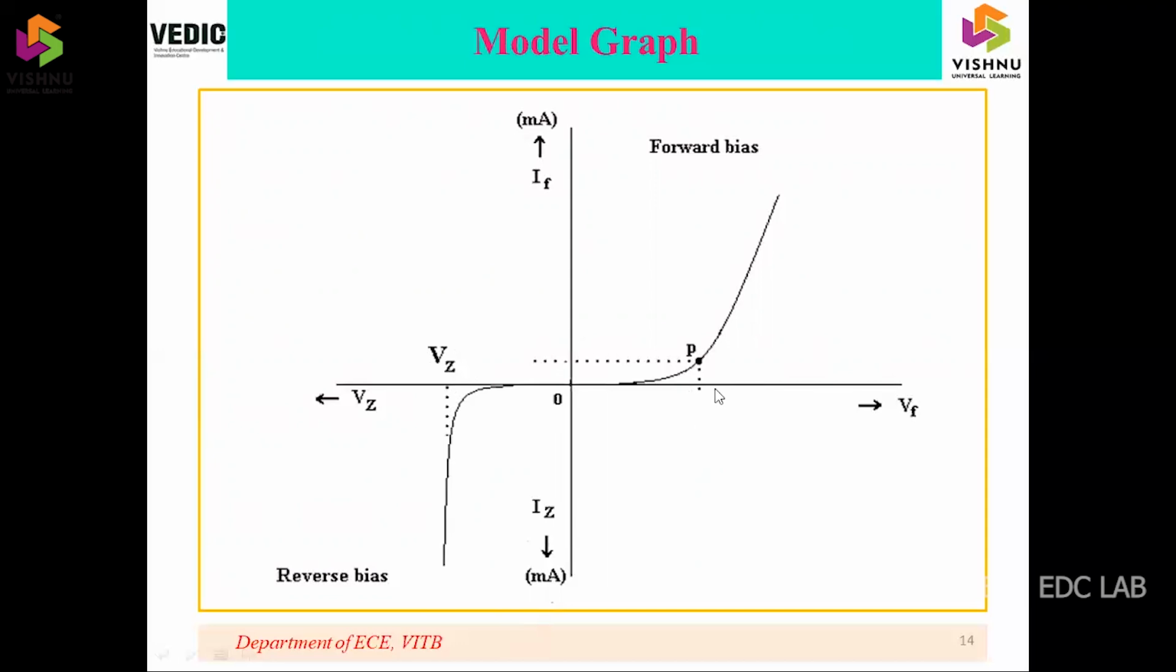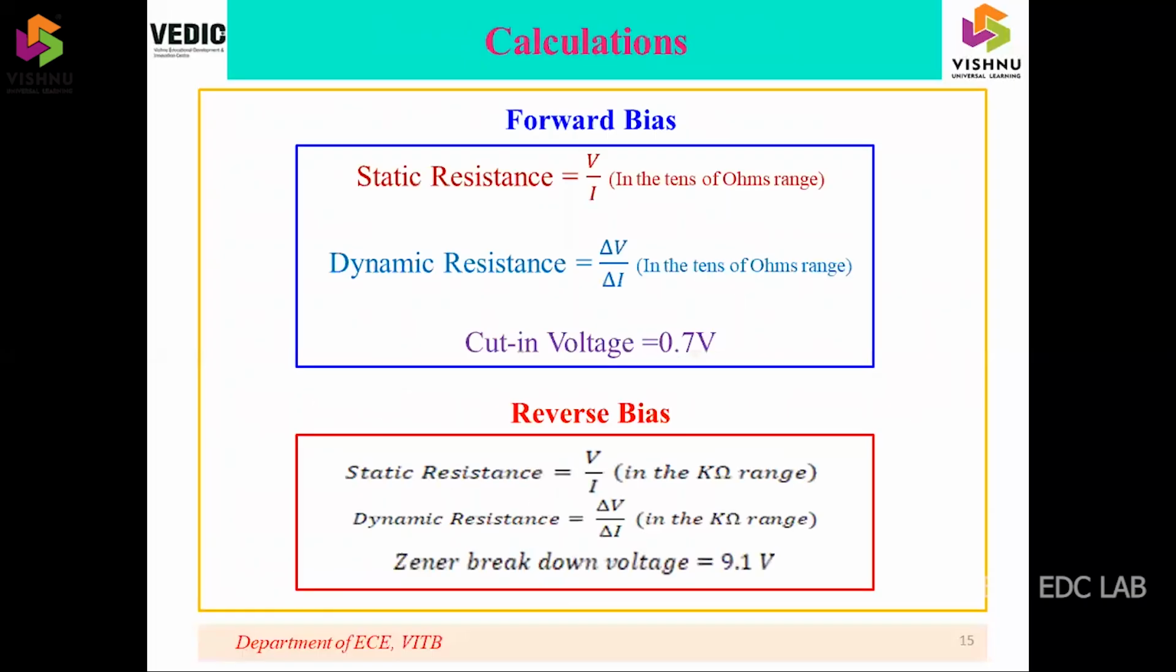And from this graph, similar to the diode forward and reverse characteristics, here also we can calculate the static and dynamic resistance. Static resistance means the resistance at a particular point, and dynamic resistance means the change in voltage and the change in current. Change in voltage and change in current gives the dynamic resistance.